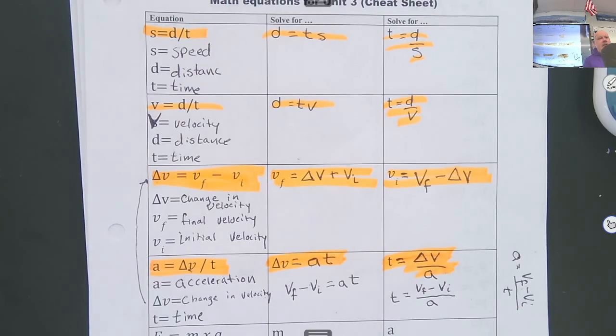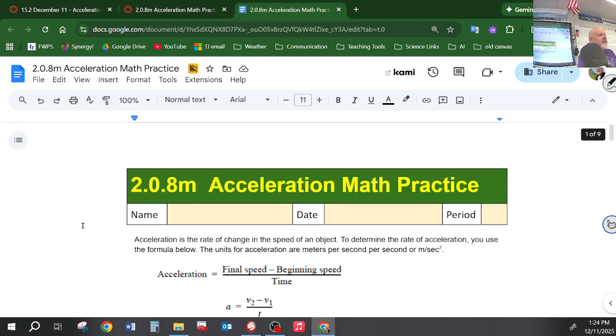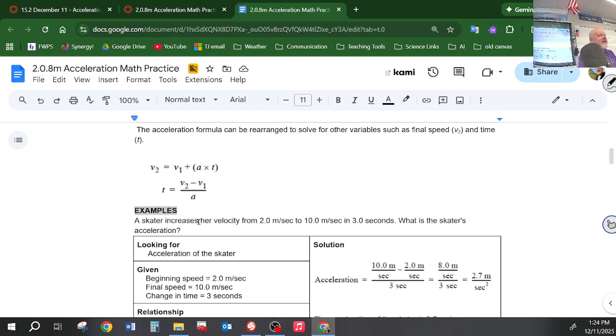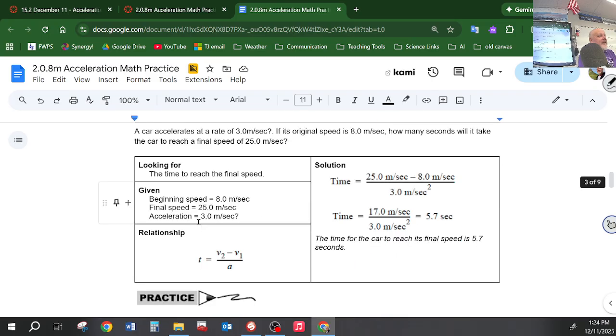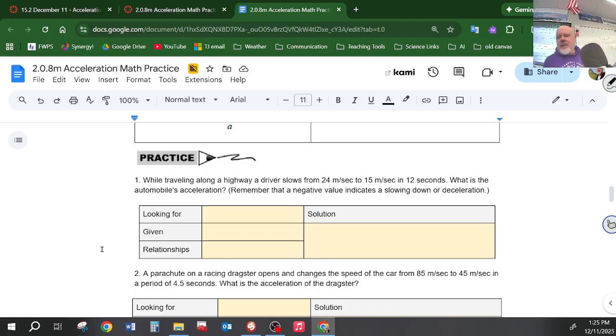So if we go back and look at today's assignment, which is 2.0.8 acceleration math practice. Now in class I did the skater question, and I think what I'm going to do is instead of doing that one again, I'm going to do question number 1. But since this is an assignment that you guys are supposed to be working on, you're going to have to figure out the answer yourself.